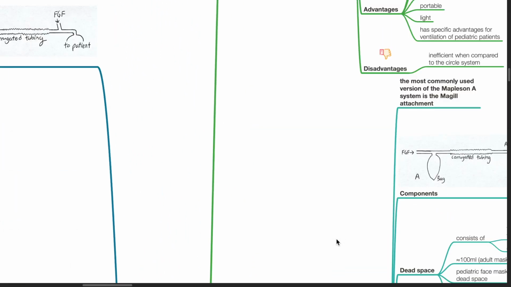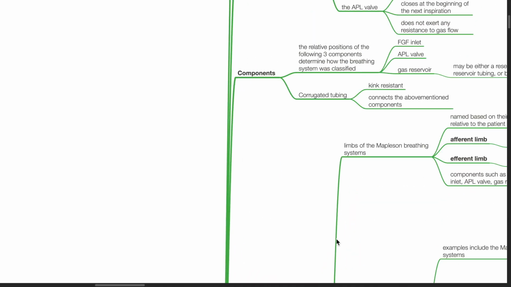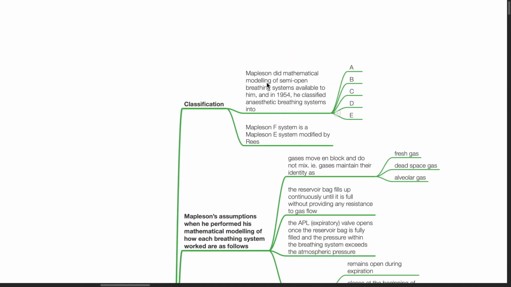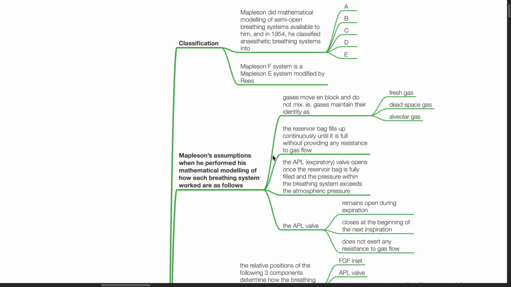Today we'll be discussing Mapleson breathing systems. Introduction. Mapleson did mathematical modeling of semi-open breathing systems available to him, and in 1954 he classified anesthetic breathing systems into A, B, C, D, and E. Mapleson F system is a Mapleson E system modified by Rees.